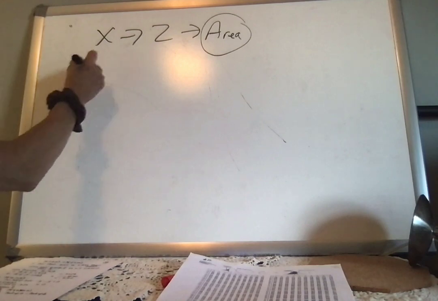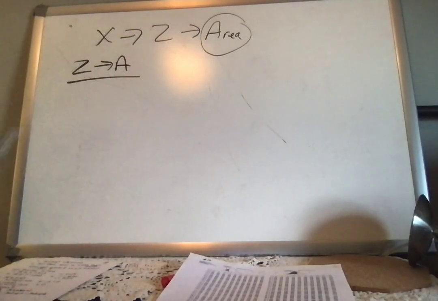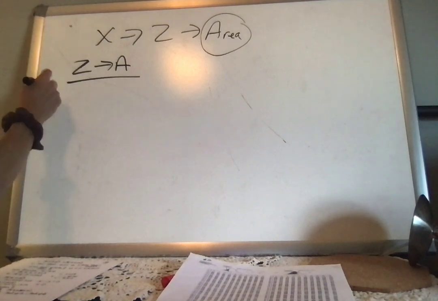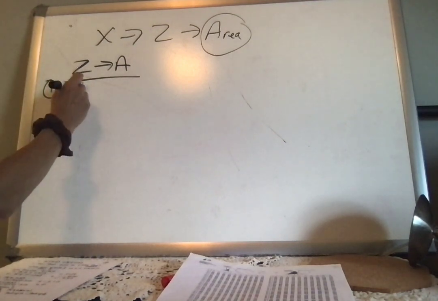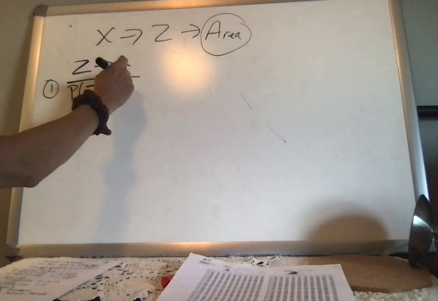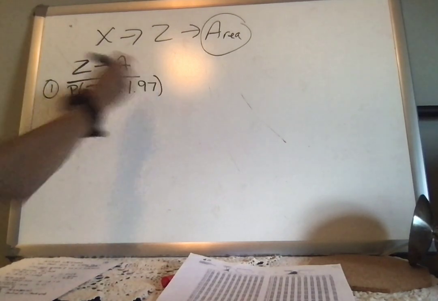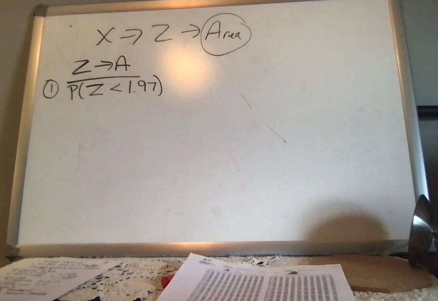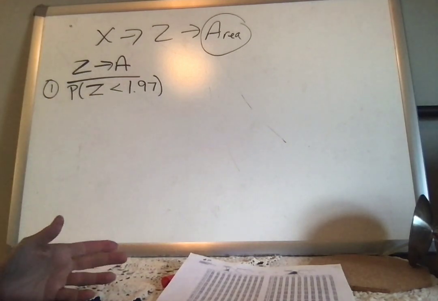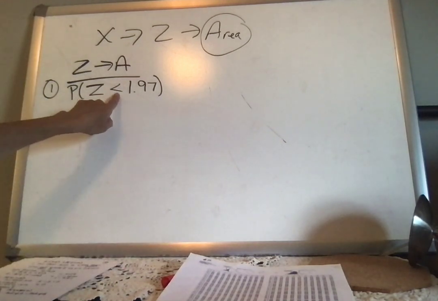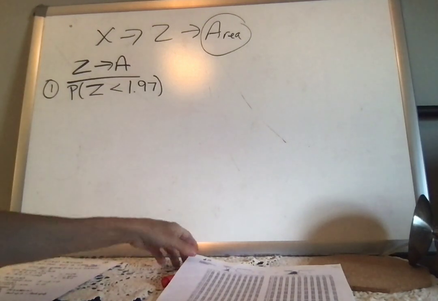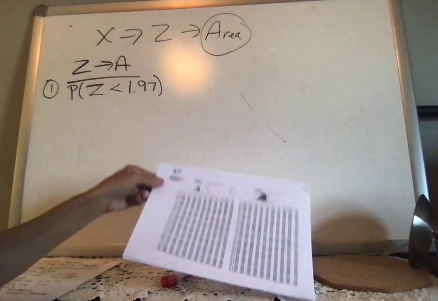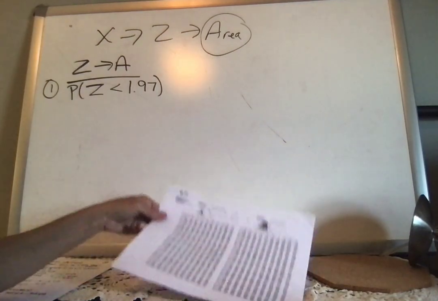Okay, so we're going to practice right now. If I give you a Z, can you get the area? Okay, start off easy. What is the probability that Z is less than 1.97? Okay, so the reason why I called this one easy is because it is less than. So all I have to do is find the 1.97 z-score on this chart, and when I get the answer, that's going to be my answer.